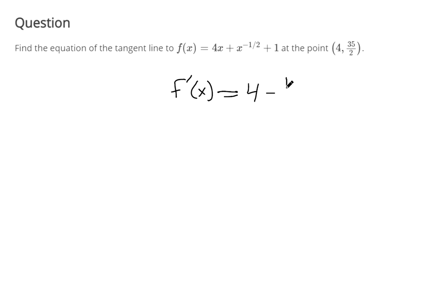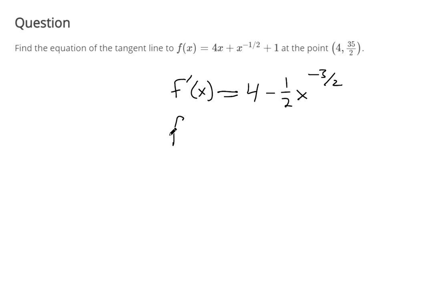And then here, this is subtract 1/2 x to the negative 3/2. Right? Because the power rule says when you evaluate a derivative, the power comes down, so it makes negative 1/2 for a coefficient, and then it gets reduced by 1. Negative 1/2 subtracted by 1 makes negative 3/2.